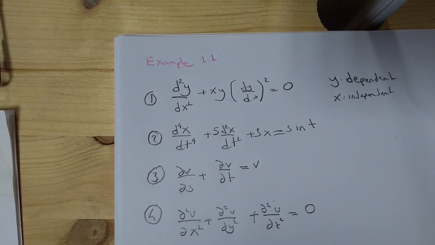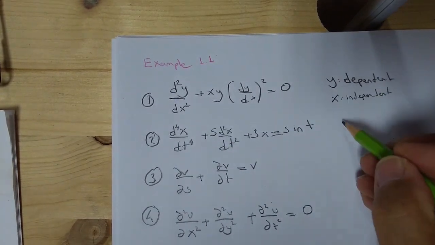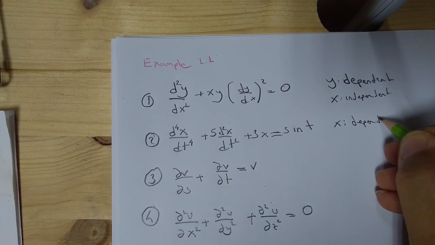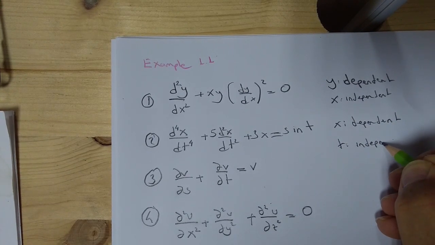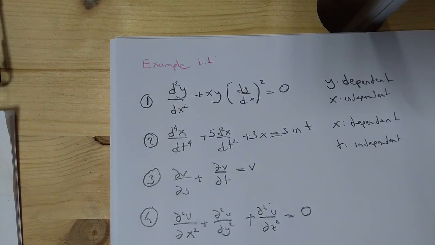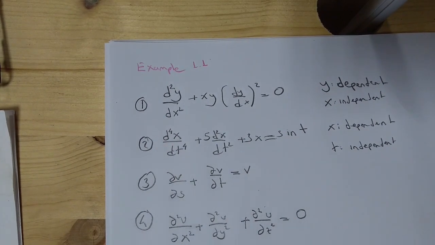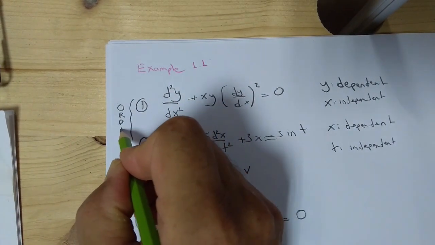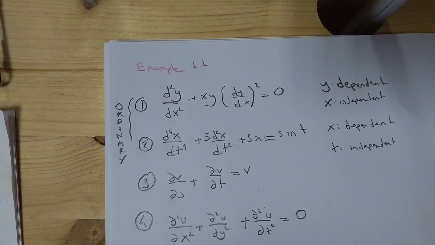So we can say that this and this, also: in this equation, x is dependent and t is the independent variable. These two are ordinary differential equations.